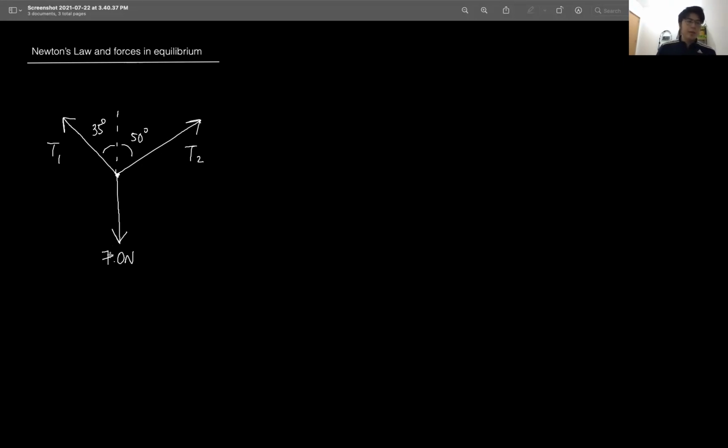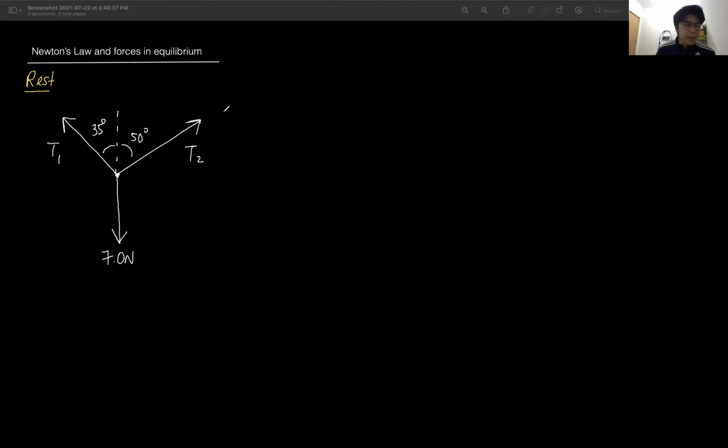So T1, T2, and 7. We have three vectors here, three forces. Let's say that this is equilibrium. So the effect of all of these three forces is rest, equilibrium. So I know that the vector summation of these three is 0, right?